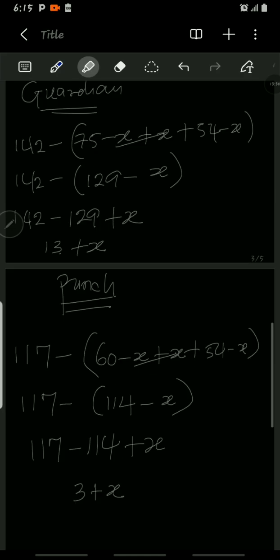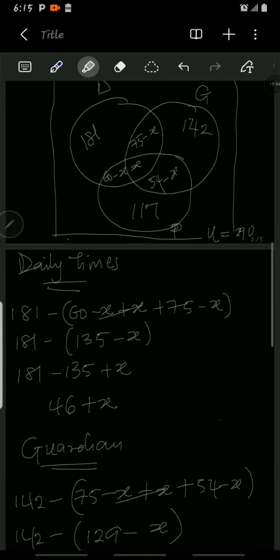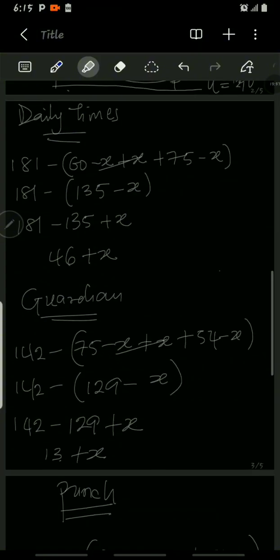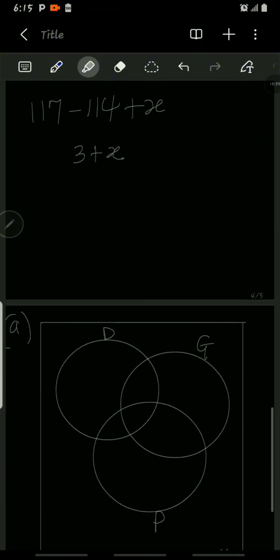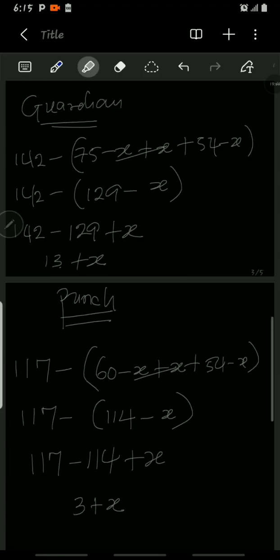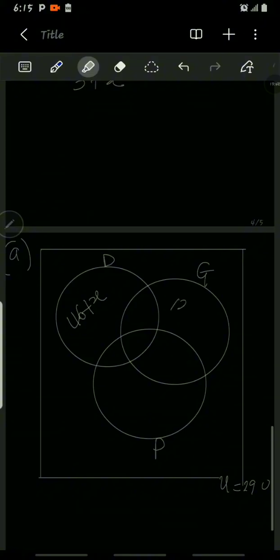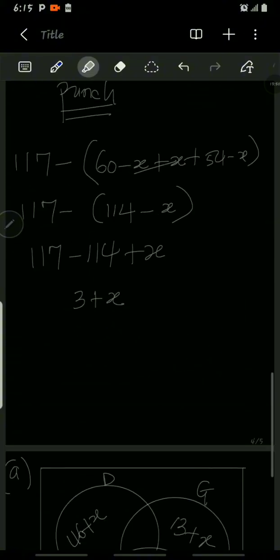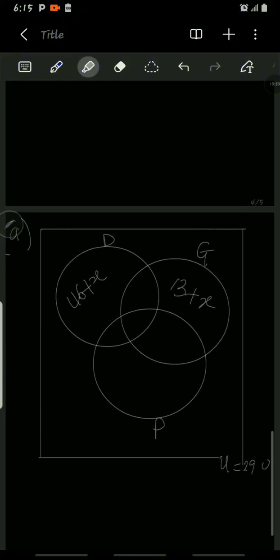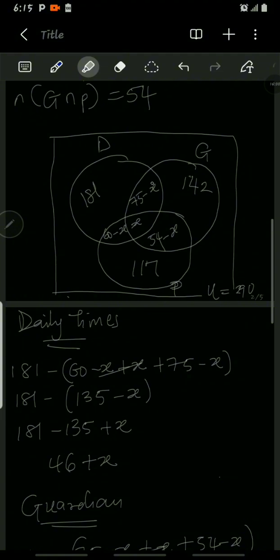Where I have D now, I'm not going to put this 181. I'm going to put this value, 46 plus x. Where I have G, the guardian, I'm going to put 13 plus x. And where I have P, I'm putting 3 plus x. For the remaining parts, I'm going to put what is in the question. So this point D and G is 75 minus x.